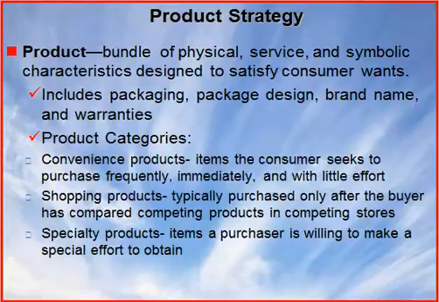It is useful to classify products into categories, such as business or consumer products. For consumers, we classify products based on consumer buying habits, so we can further subdivide into the following three categories: convenience products, which are items the consumer seeks to purchase frequently, immediately, and with little effort; shopping products, which are typically purchased only after the buyer has compared competing products in competing stores; and lastly, specialty products, items a purchaser is willing to make a special effort to obtain.